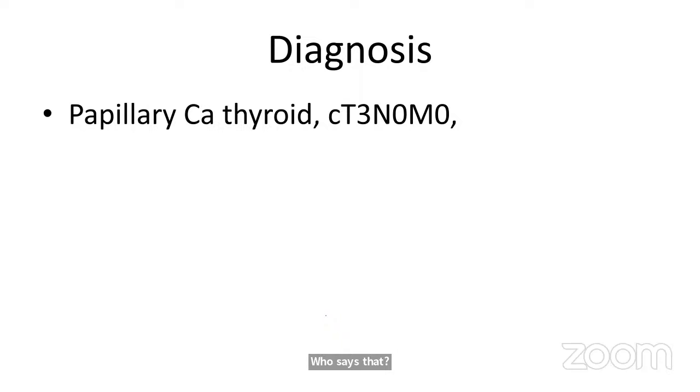Okay, for a successful thyroid surgery, how many parathyroids have to be visually identified and preserved? 2, sir. Who says that? Give me the evidence. I'm saying 3. I have evidence for 3. So you are saying 2. Tell me what is the evidence.